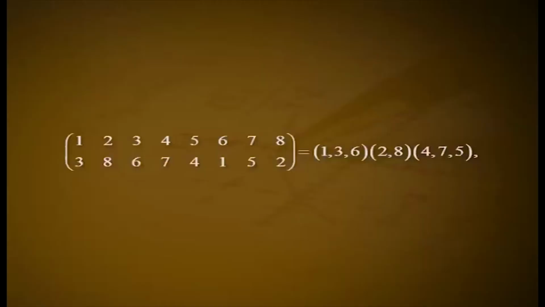Example 5. If we proceed as in the last example, it can be seen that in S8, the permutation 1 to 3, 2 to 8, 3 to 6, 4 to 7, 5 to 4, 6 to 1, 7 to 5, 8 to 2 is equal to the cycle (1 3 6) times the cycle (2 8) times the cycle (4 7 5), a product of disjoint cycles. Theorem 1. Every permutation sigma of a finite set A is a product of disjoint cycles.